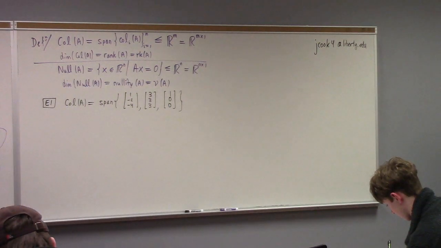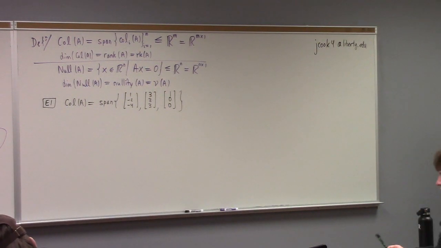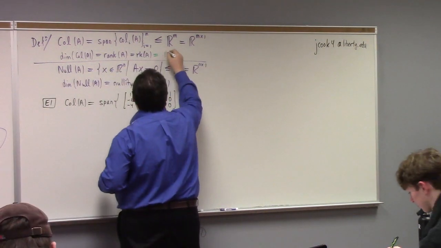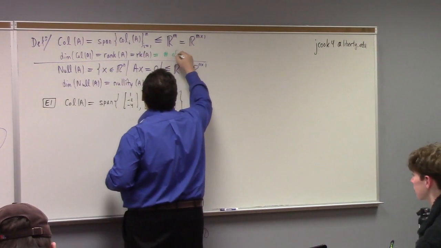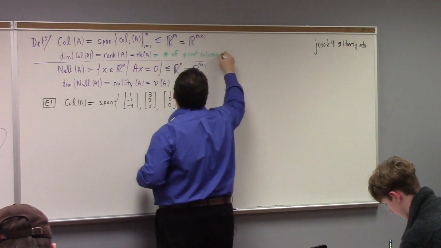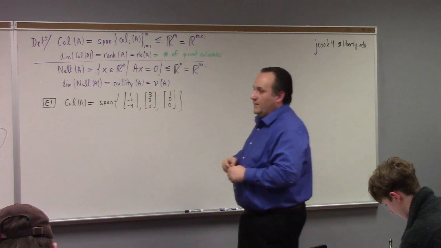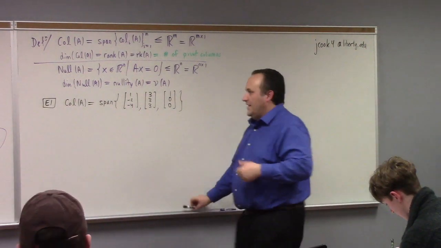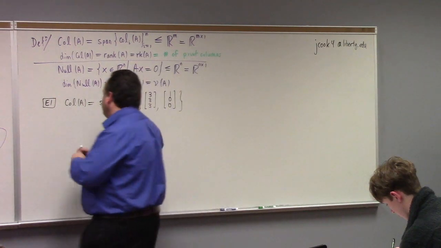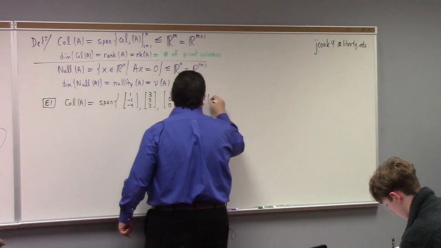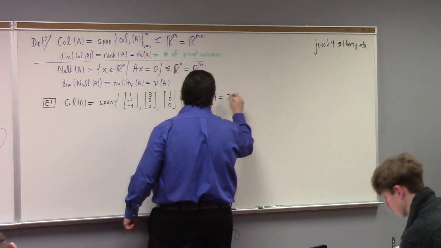It's what? It's the number of pivot columns. Exactly. All right, how about the nullity? I mean, how about the null space, right? So anyway, rank of A is 3 here. Great.